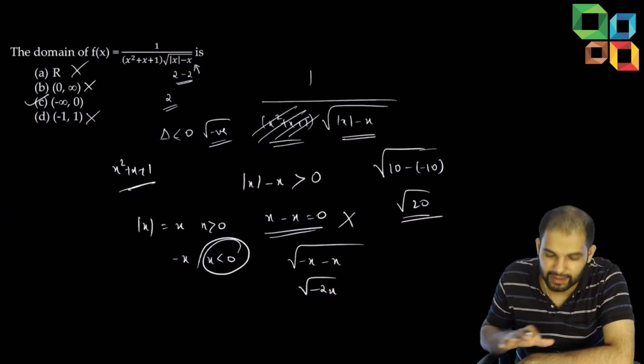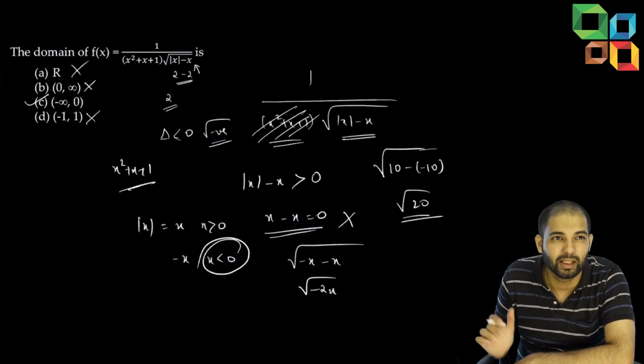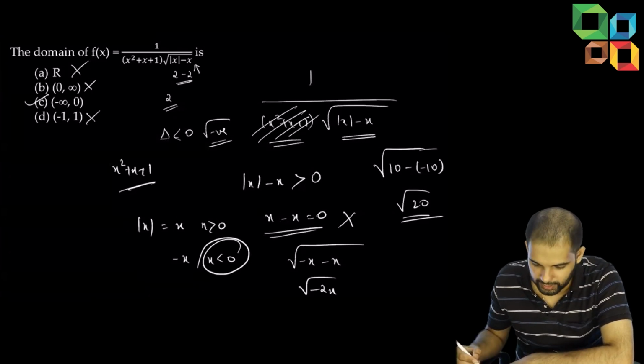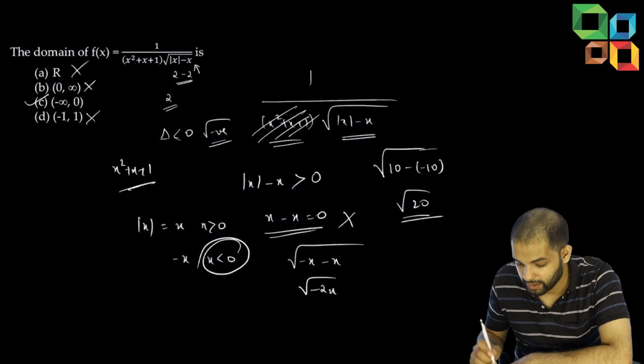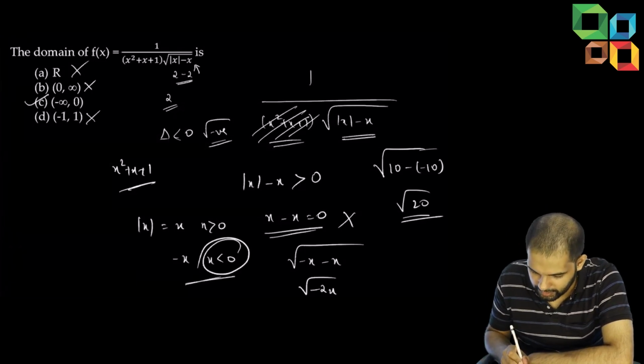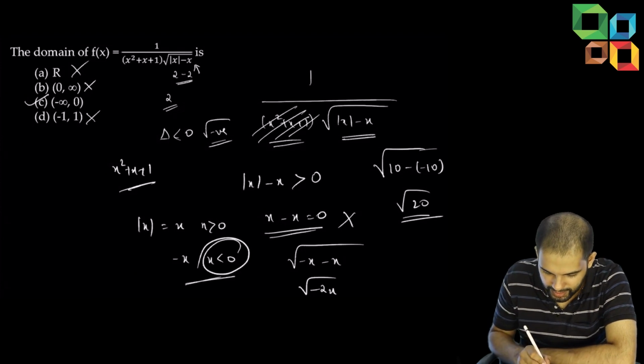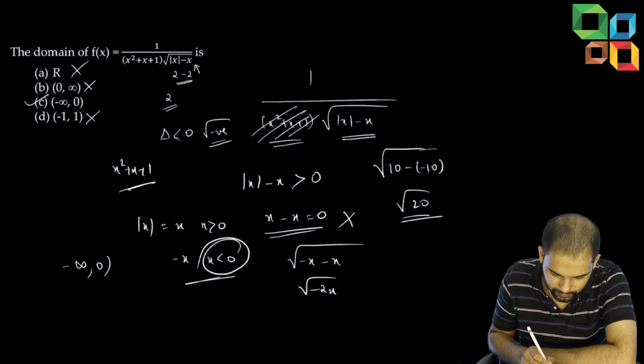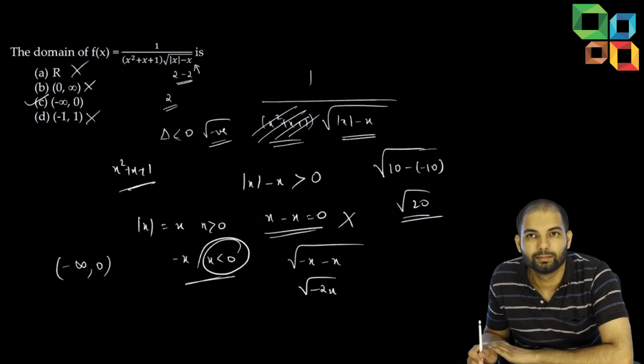So without options also you can easily solve. It's not that we got the answer because options are there. Is it clear now? We are getting it from this definition: all numbers below 0 is your answer. So your domain would be minus infinity to 0.